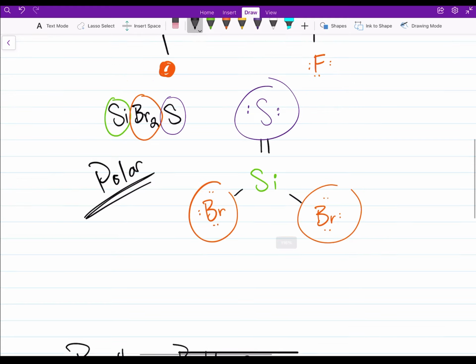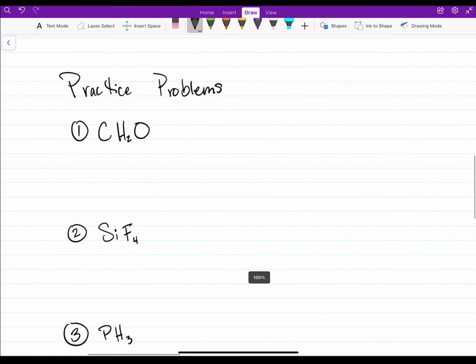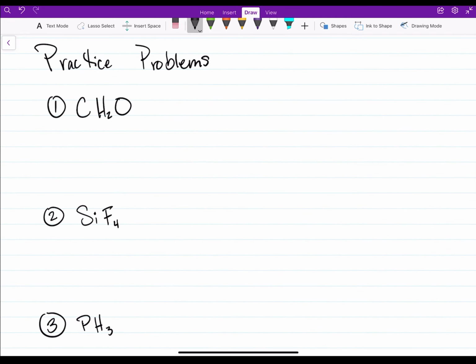Okay, let's have you do some practice problems. So here are 3 quick practice problems. What I want you to do, I want you to jot down the Lewis structure real quick and then figure out, is it polar or non-polar? So you can pause the video and try all of these, and then we'll go over them in just a moment.